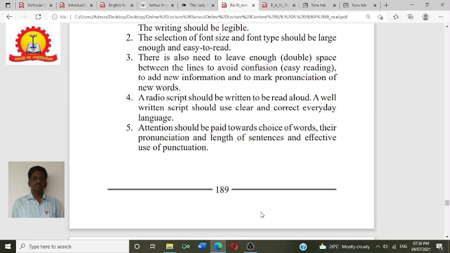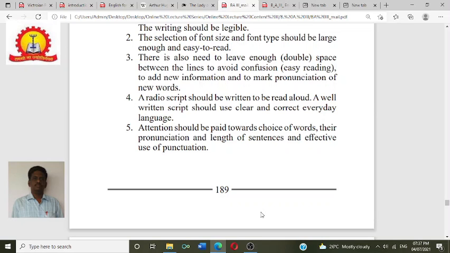Then the fifth tip: attention should be paid towards the choice of words, their pronunciation, the length of sentences, and effective use of punctuation. So all these things are very important related to the language of the radio script. So you should pay attention to the choice of words, the selection of words. It should be a simple one. It should not be a difficult one.